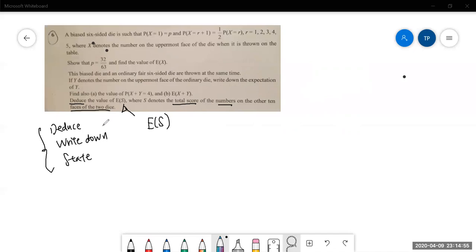On the other 10 faces of the two dice. This question looks very familiar. I think it was your A-level question. The total score of the numbers. I don't get that sentence, by the way. Yeah, it's a wordplay. The total score of the numbers on the other 10 faces.